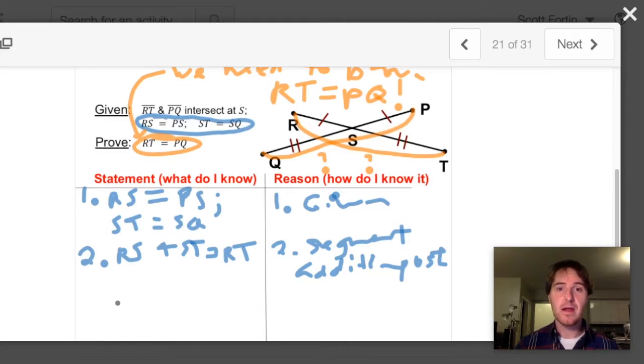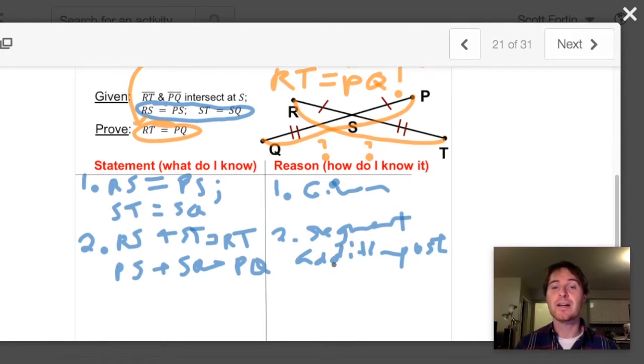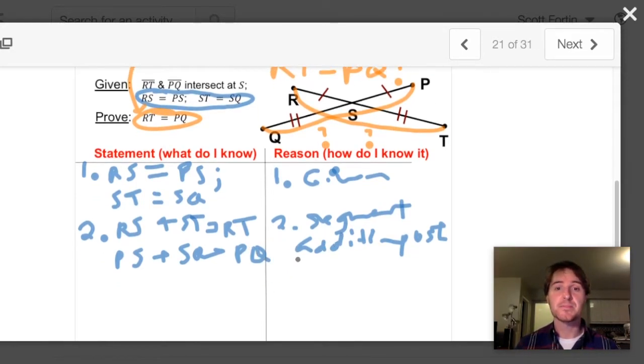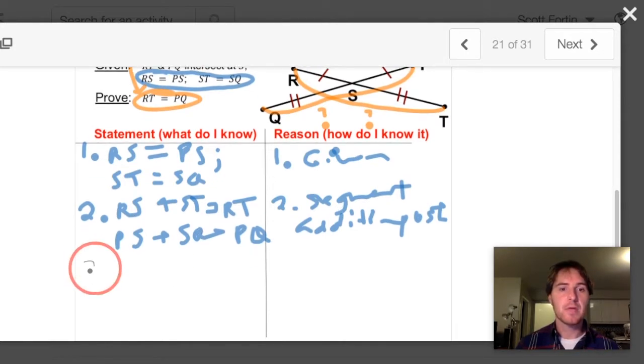Can I get PQ in there? Sure, I can do segment addition postulate as well. So I can do PS plus SQ equals PQ. Reason? Well, it's also the segment addition postulate. So I'm going to leave that as one reason on this particular proof. These two statements right here are segment addition postulate. Okay, step 3.